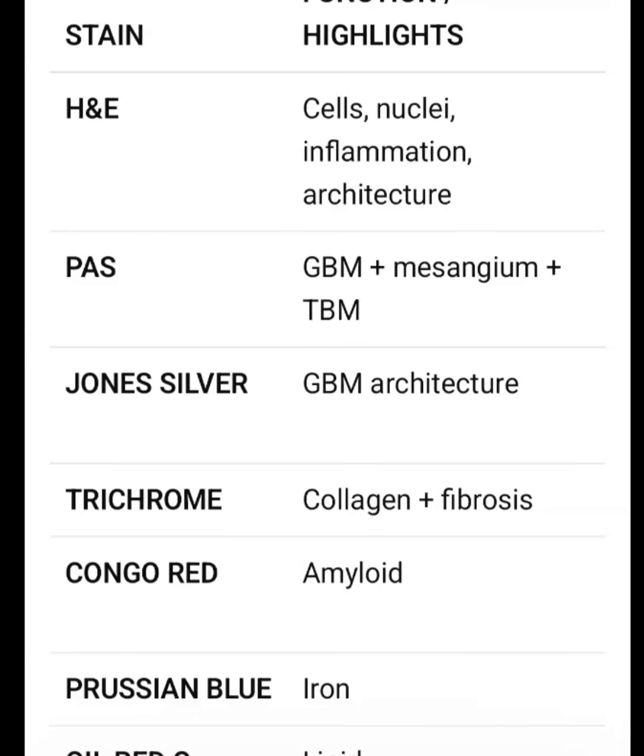Jones silver stain has a blackish appearance and shows GBM architecture. It is best for membranous, best for MPGN, and for mesangial fibrosis. As well as when you have severe hypertension like malignant hypertension, scleroderma, sickle cell crisis or renal artery stenosis, you can see the changes in the vessel with this stain. Congo red is reserved for amyloid. The second stain for amyloid is thioflavin, and the first is Congo red, where the light shows apple green birefringence. And Prussian blue is for iron.